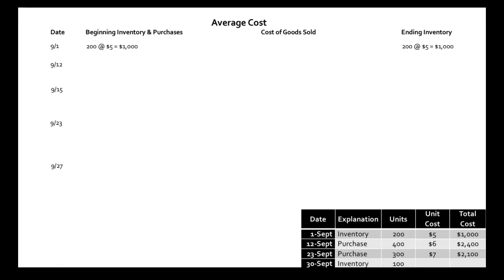Average cost differs from FIFO and LIFO once you make a purchase. So here on the 12th, we're making a purchase, and so this is where things are going to change. Let's just take a look at the purchases column right now. That's exactly the same as FIFO and LIFO. How many units you purchased at the unit cost, and then that gives us our total cost for that inventory.